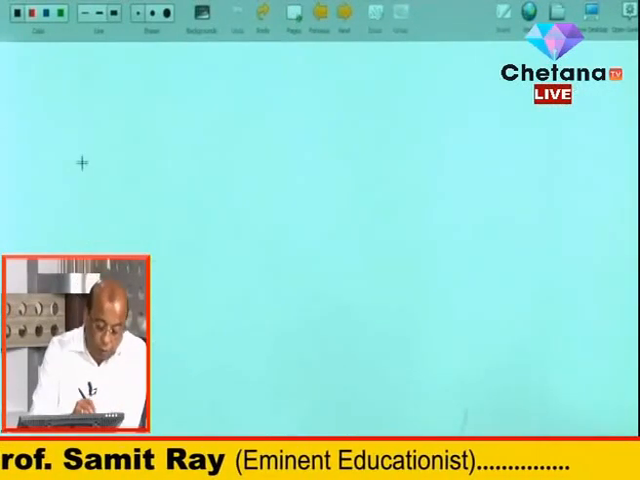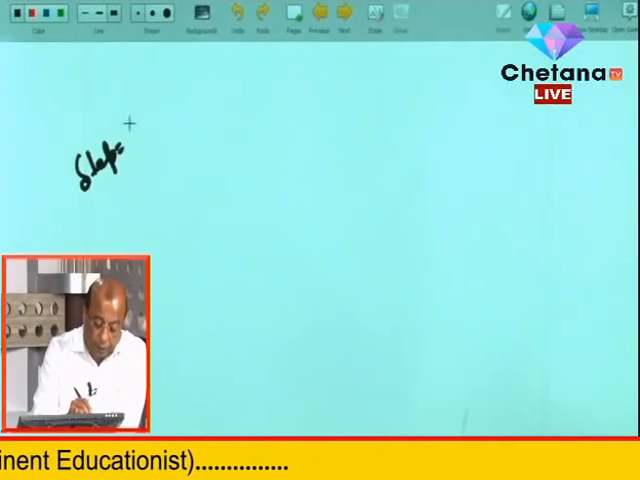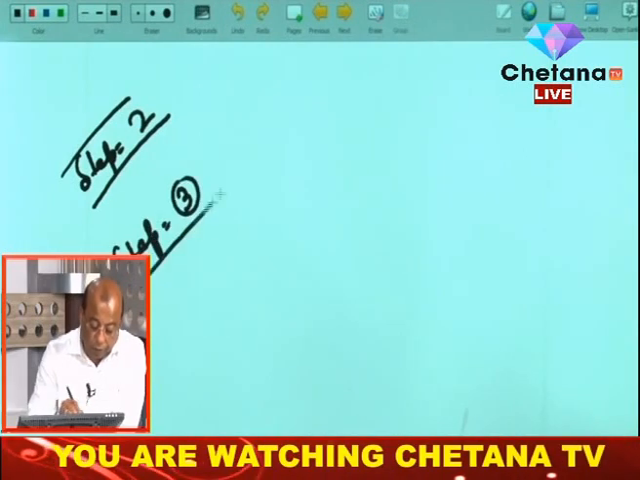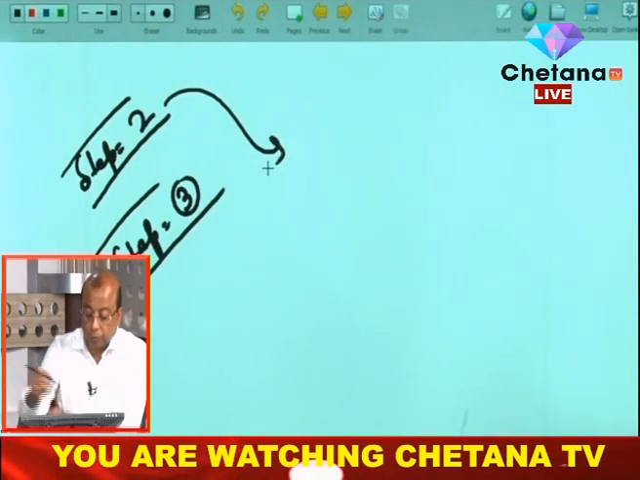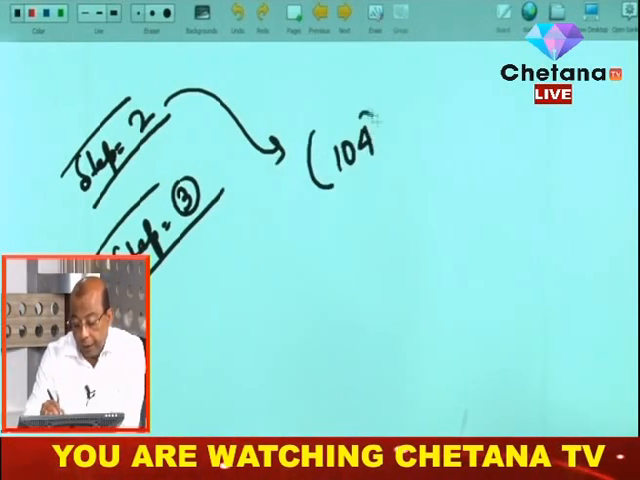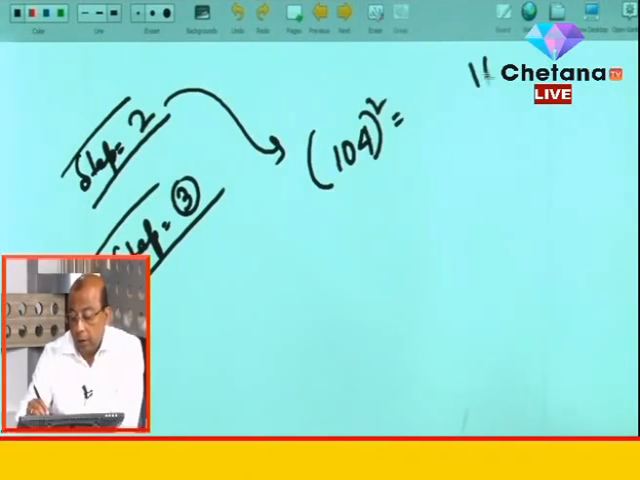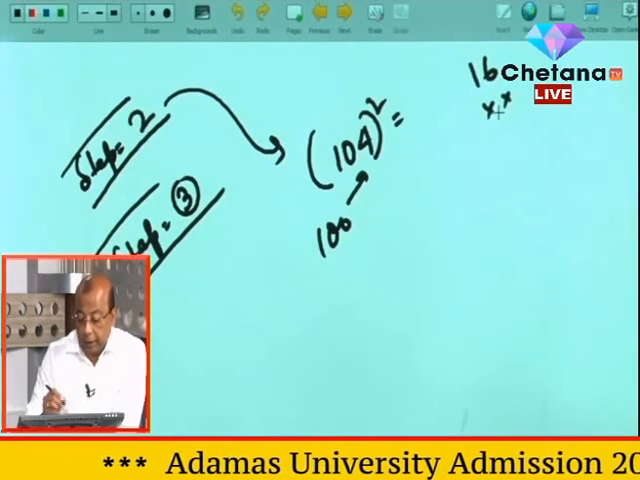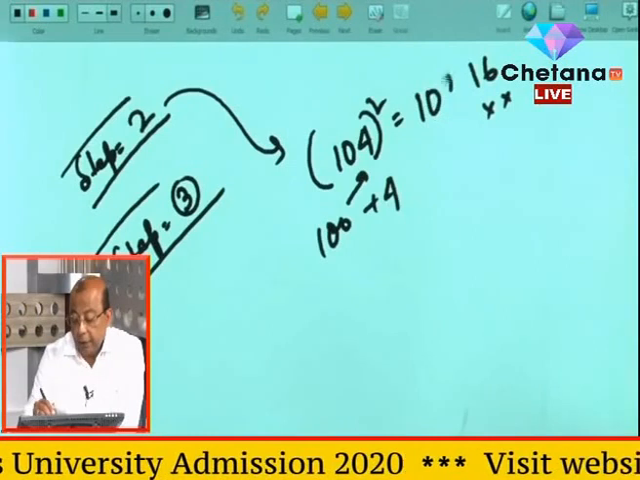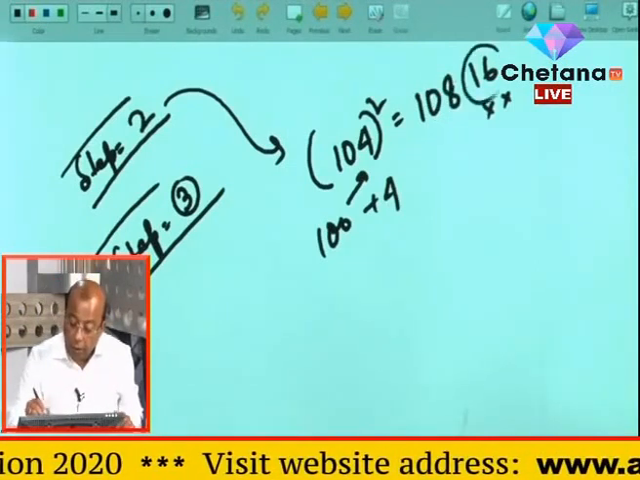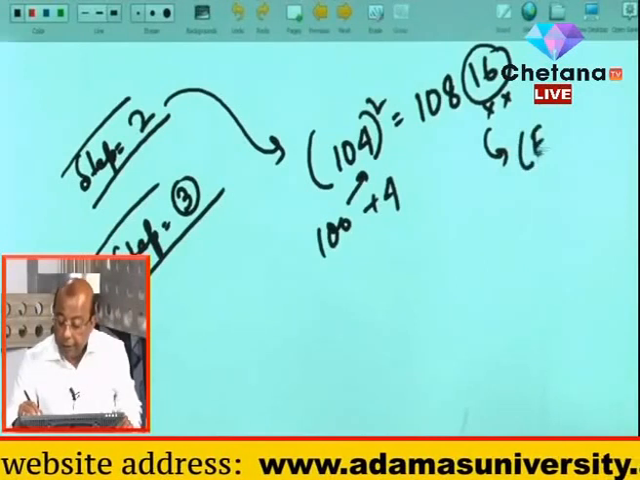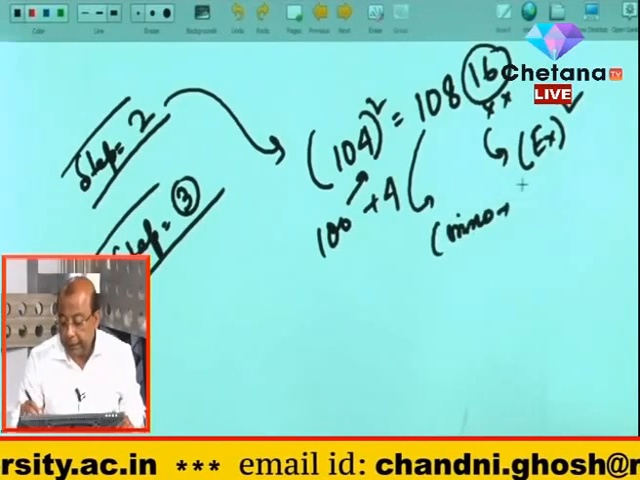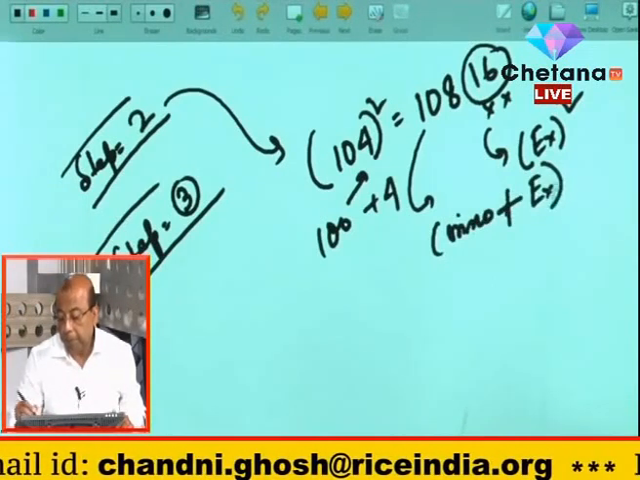So we will try to understand the difference between step 2 and step 3. Step 3, step 2. 104 whole square. 100, how much more? 4. 4 whole square is 16. Original number plus 4, that is 108. The formula is extra whole square, and the original number plus extra, plus in hand.